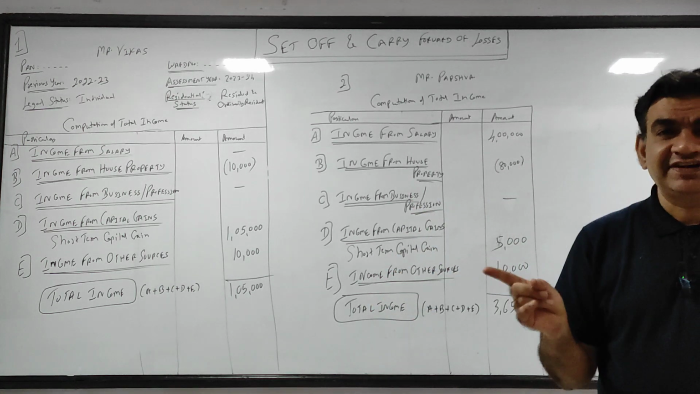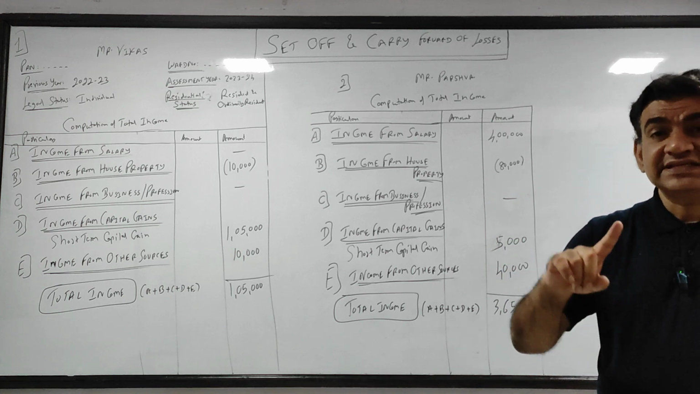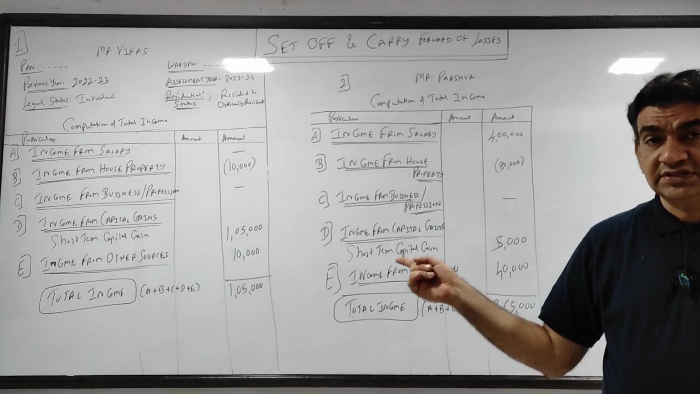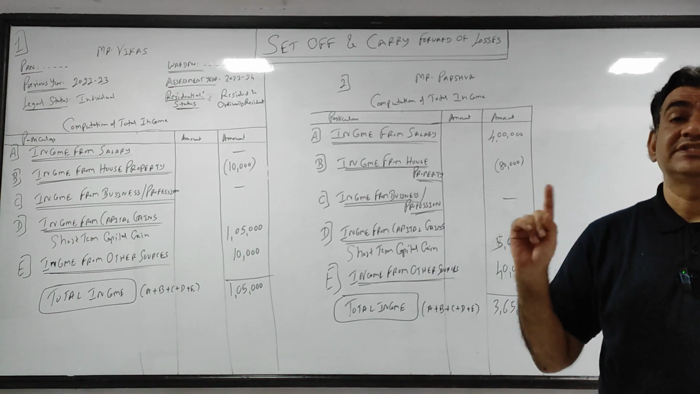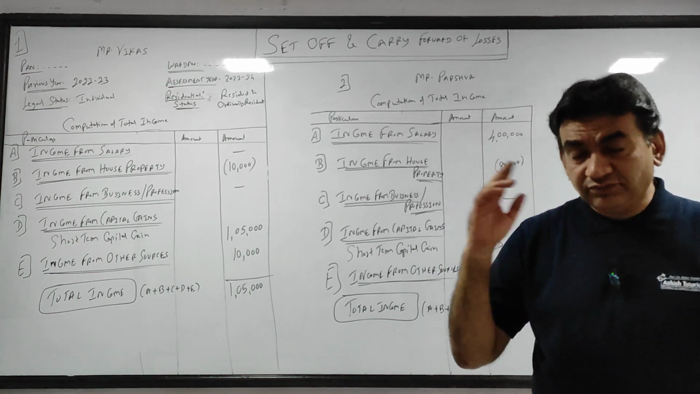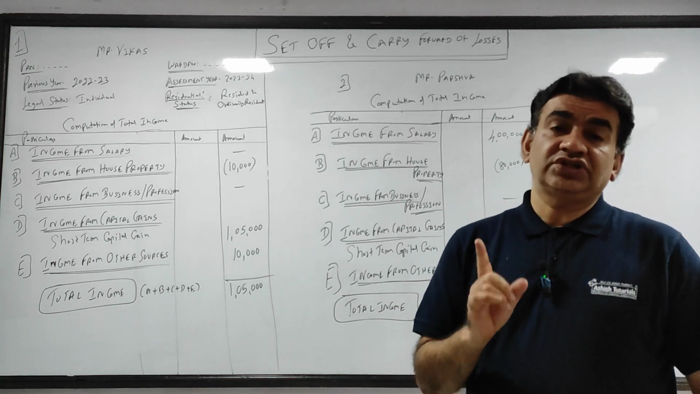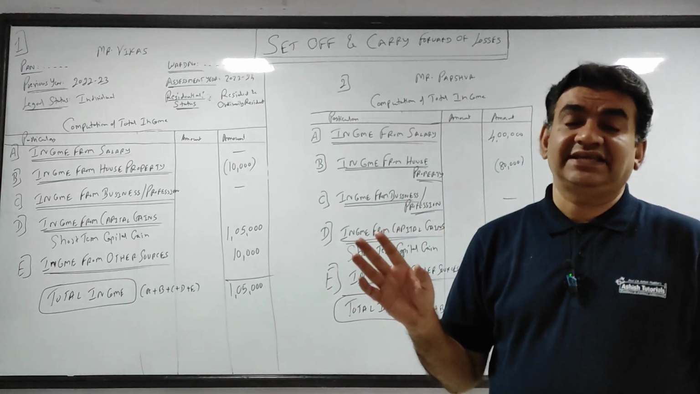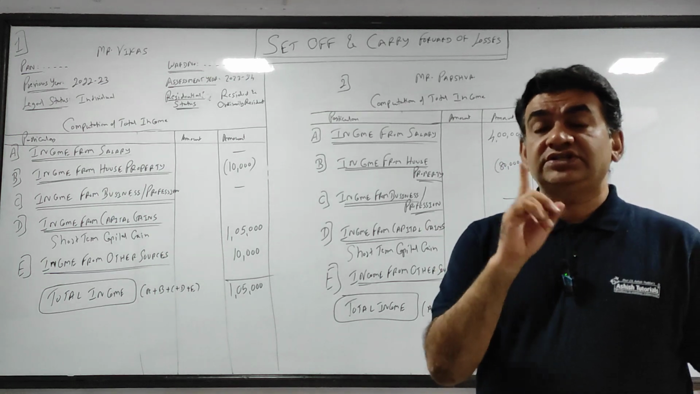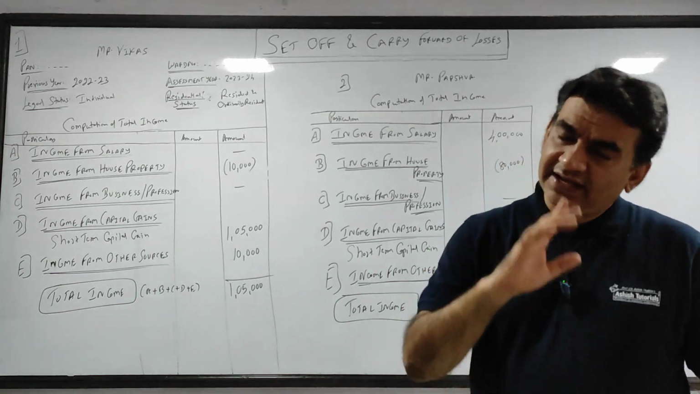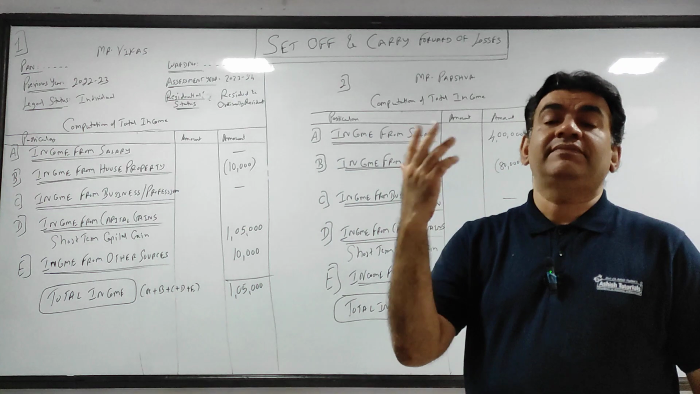Of course, when I say 5 heads, against salary income you can set off a particular loss, but there cannot be a loss in salary. And one more thing to keep in mind, I'll come to that point. If there is a business loss, you cannot set off against salary. Business loss you cannot set off against salary. Keep that point in mind. No doubt going ahead I'll be repeating it many times.